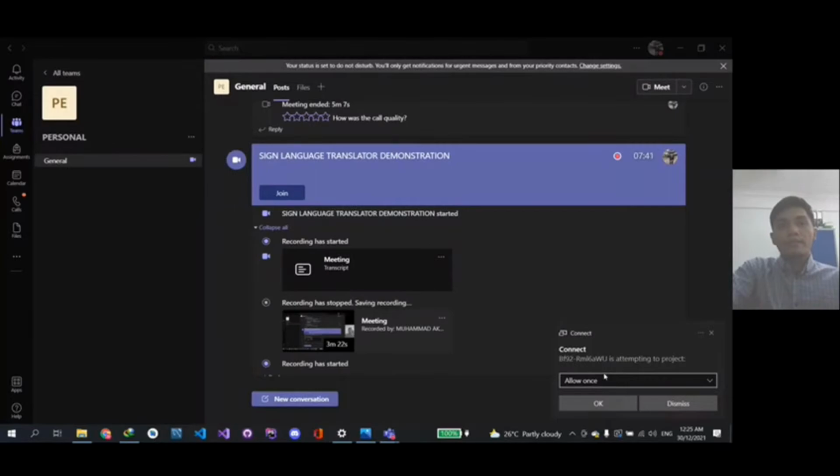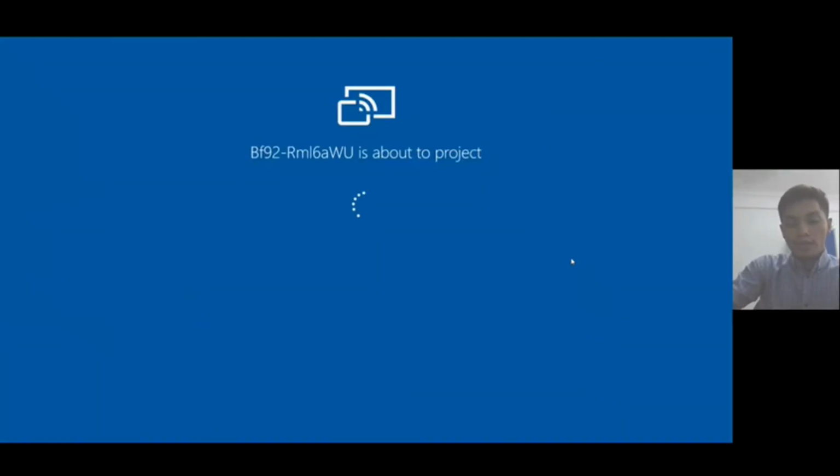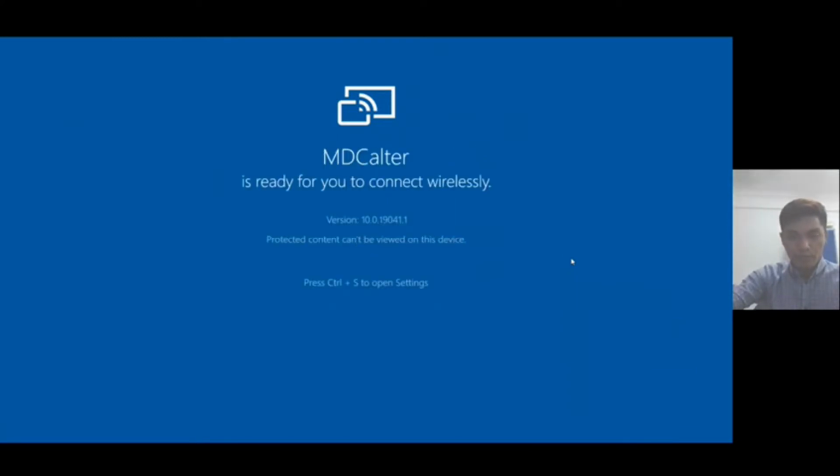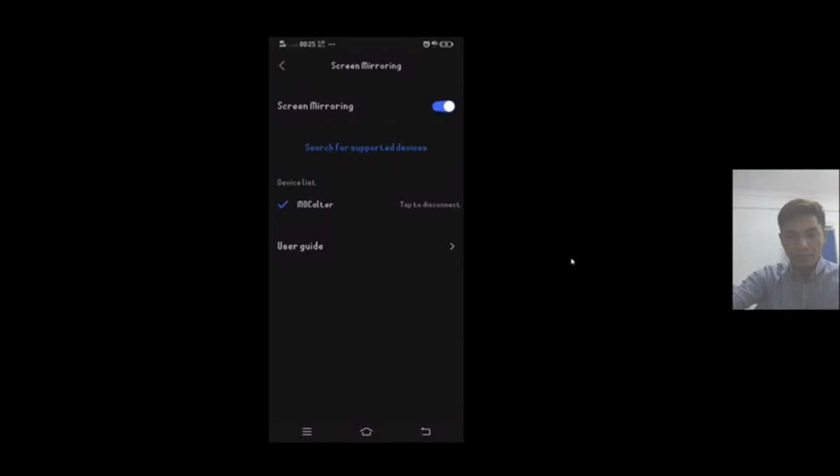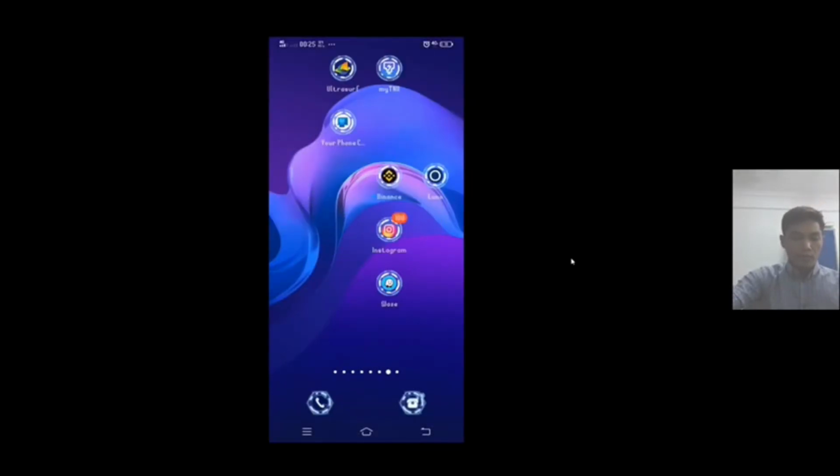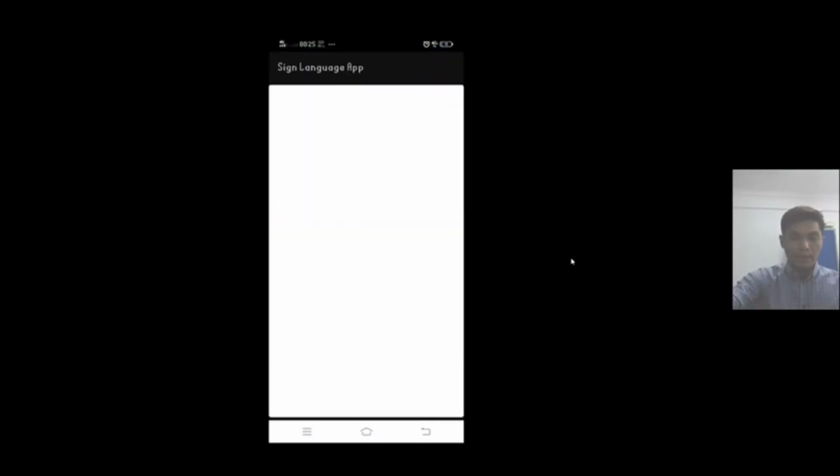Now I will demonstrate my project. I will share my screen. The mobile app will be sent to the PC. Alright, so we will go to the mobile application. This is a sign language application used by normal people. I will be using the sign language used in American Sign Language.